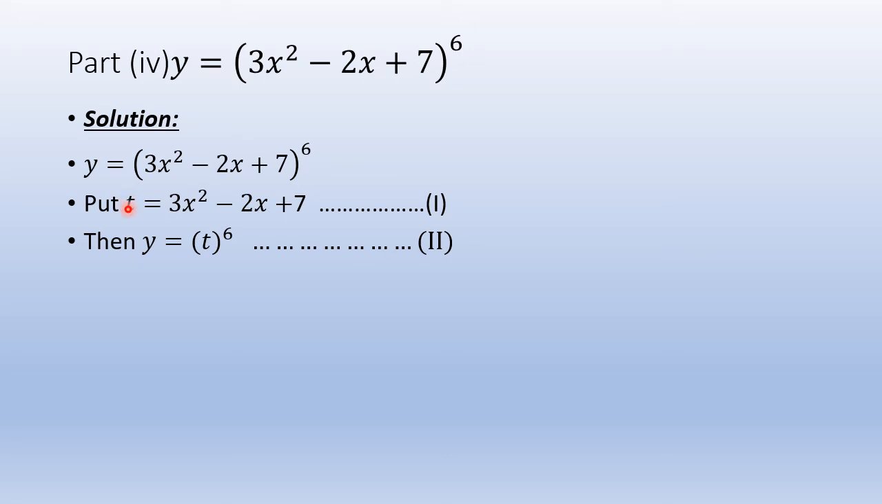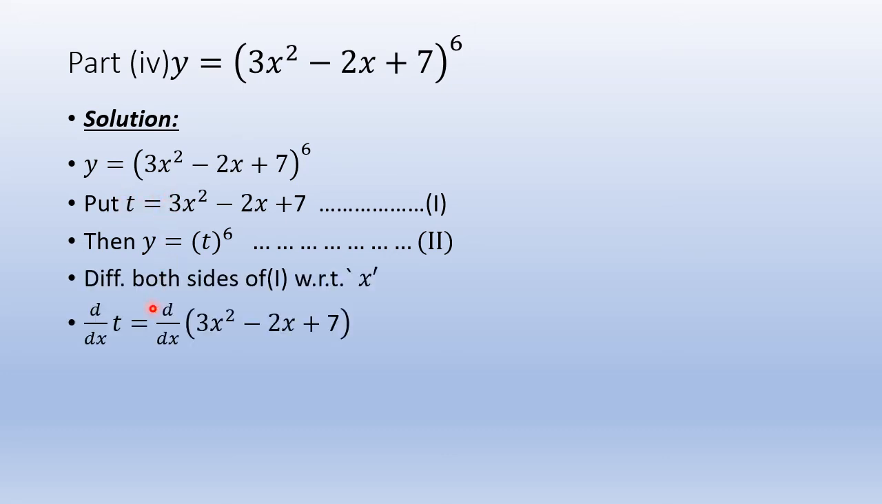So we put d by dx here and d by dx here. What is the derivative of 3x²? 3 into 2x, so it becomes 6x. The derivative of 2x is 2 into 1, so it becomes 2, and the derivative of 7 is 0, since it is a constant. So the derivative of this whole expression becomes 6x − 2. You can take a 2 common, so you get dt/dx equals 2(3x − 1).